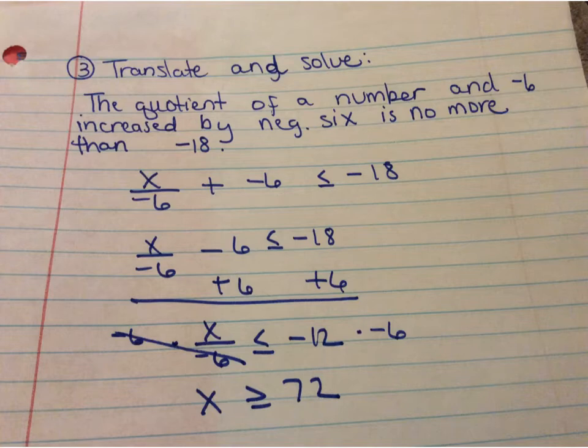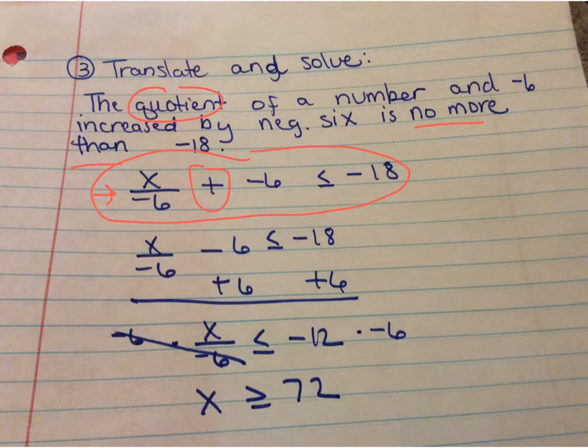Alright, so here's the answer to number 3. First of all, I'm going to point out a couple of things. When it says quotient, we need to remember quotient means division, so I did a fraction bar. The quotient of a number and -6, x over -6, increased by, so that's addition, increased by -6 is no more than. So no more than would be less than or equal to -18. Now, on the semester exam, this will go on one blank to show me you translated the problem right. And then, of course, you're going to solve it.